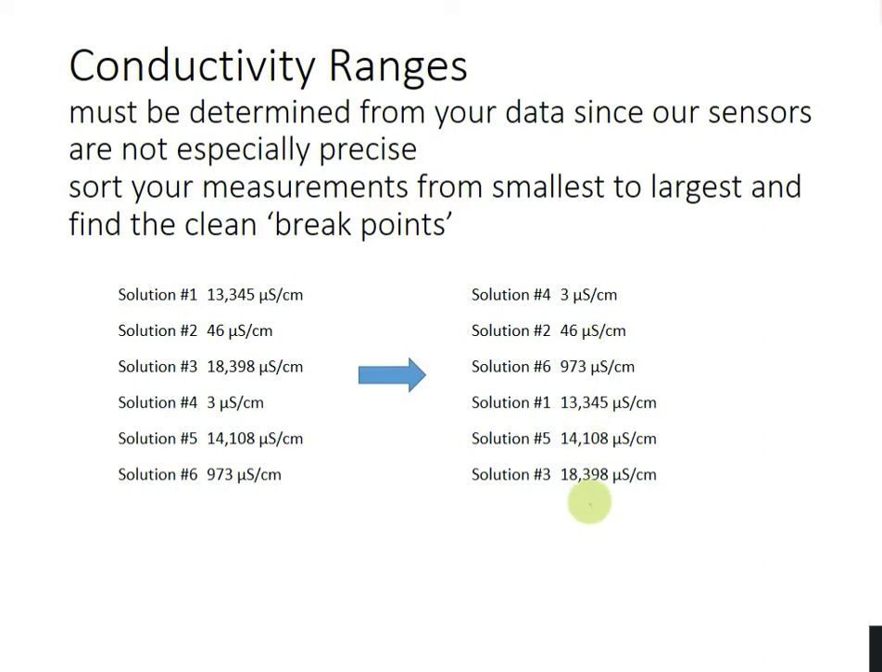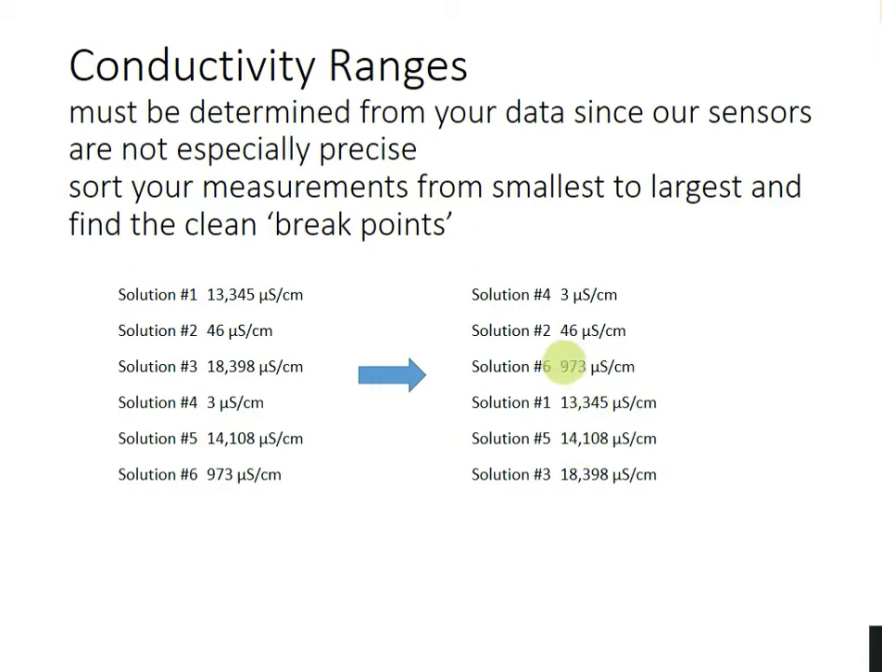The next part is to look for some logical breakpoints, like where does it really jump in number? So, do I want to say it jumps between 3 and 46, or is it a bigger jump between 46 and 973? Should I make the breakpoint between 973 and 13,000, or between 13,000 and 14,000?